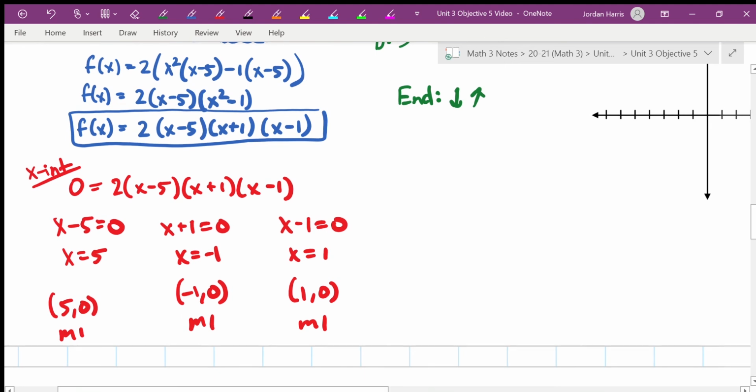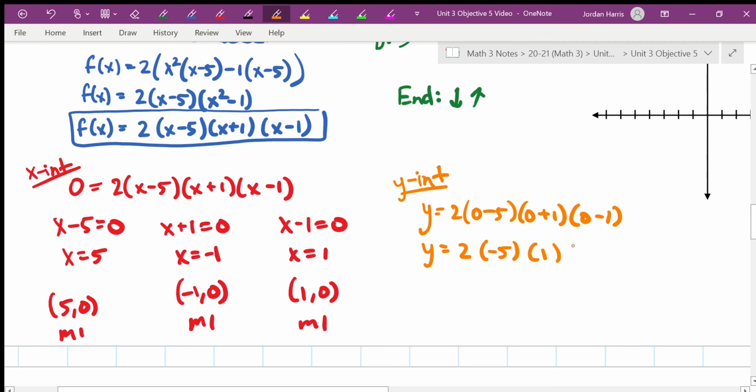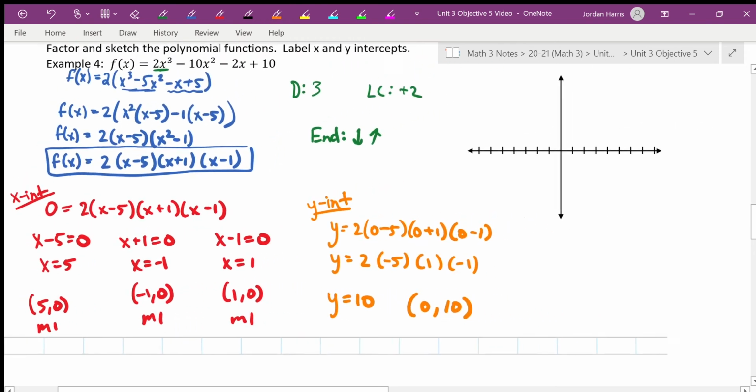And finally the y-intercept, which should only ever be 1. So this time I set x equal to 0. So I get 2 times negative 5 times positive 1 times negative 1. A negative times a negative makes a positive. There's no other negative, so this does end up positive. 2 times 5 times 1 is 10. So 0, 10 is my y-intercept.